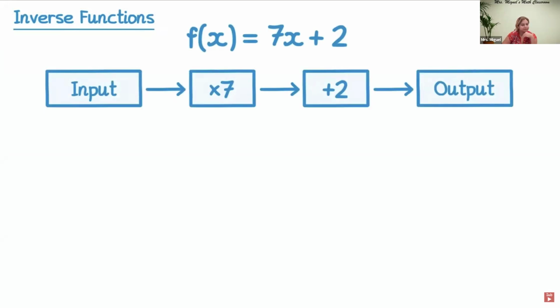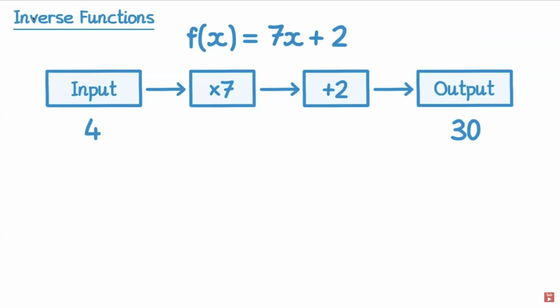And if you take an input, for example 4, you can generate an output by putting it into this function machine. So we start with 4, we multiply by 7, which gives you 28, and then add 2, that gives you 30, and that's your output. So when the input is 4, the output is 30.